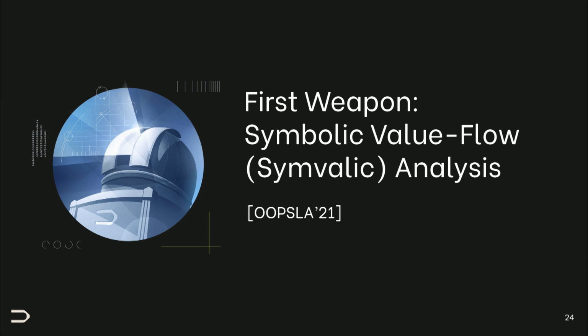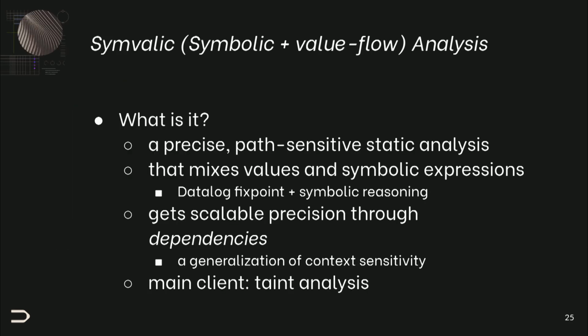So now that we are armed with this intuitive understanding, let's try to go into a bit more technical detail. Our first big weapon, there are going to be 2, that we've used to find high-value vulnerabilities is what we call symbolic value flow, or SymValIC for short, static analysis. The main paper was from OOPSLA at the end of year 21. And what is this? It's a pretty precise analysis. It's path-sensitive. It tries to follow conditions. It mixes values and symbolic expressions. If you don't understand what that is, we'll see examples.